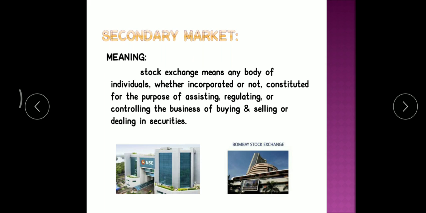That is what the secondary market is. It is a market for buying and selling of existing securities which are already traded in a market. We have 24 secondary markets in our country. Most prominently we have the BSE and NSE. You can see the pictures of the secondary markets: the Bombay Stock Exchange and the NSE, National Stock Exchange.